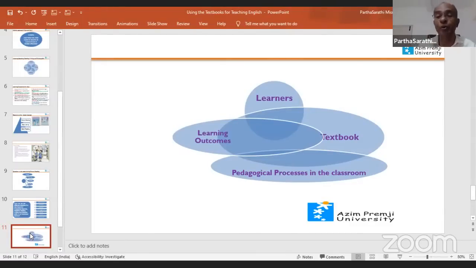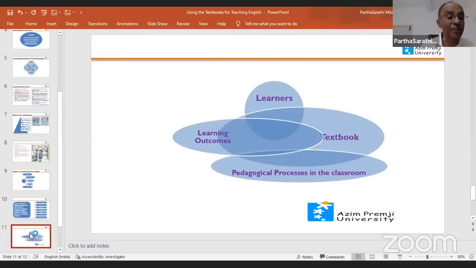Go beyond the textbook. Don't be imprisoned. Don't be a prisoner of the textbook. Use other materials, whichever is available. Newspapers, magazines, labels, advertisements. So many things are available. Even in a remote village also, you will find wrappers, the biscuit packets. Something is written in English and Telugu both. Use that. Give them the exposure to the target language. A resourceful teacher can do wonders.